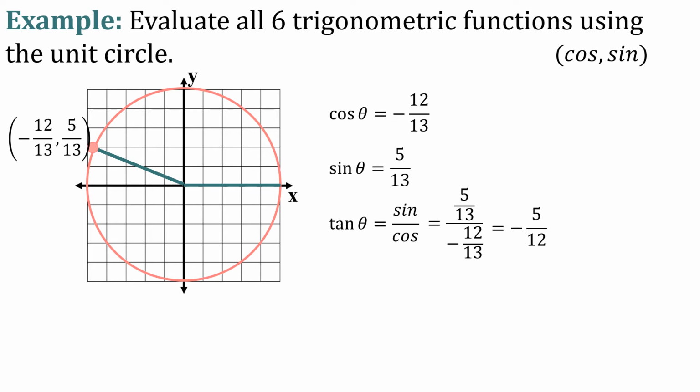Now, secant pairs with cosine, and secant is the reciprocal of cosine. Therefore, secant in this case is negative 13 over 12. Cosecant pairs with sine, and it's the reciprocal, so in this case it's 13 over 5. And cotangent is the reciprocal of tangent, so it's negative 12 over 5.